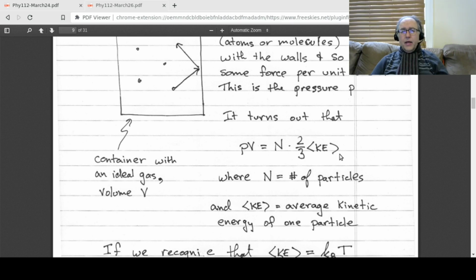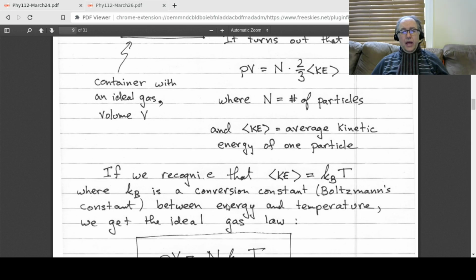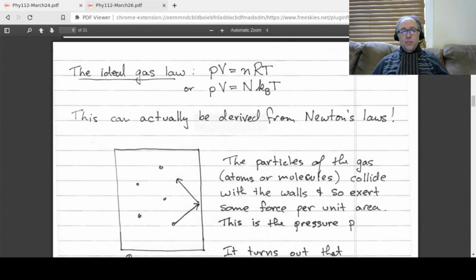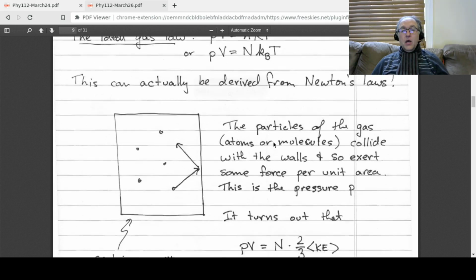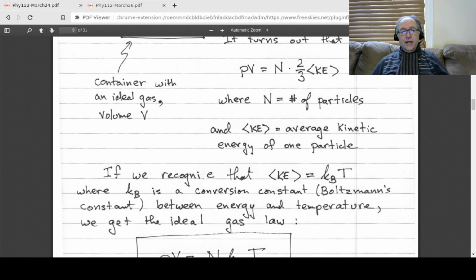Okay? And you wonder, well, what does this mean? Now I have a little typo below here, and I apologize for this. I actually get it correct later. But when you compare PV equals capital N 2/3 KE with this particular formulation of the ideal gas law, the second one, PV is equal to capital N k Boltzmann times T, you discover that the kinetic energy in there is actually equal to the temperature with some factor in front.